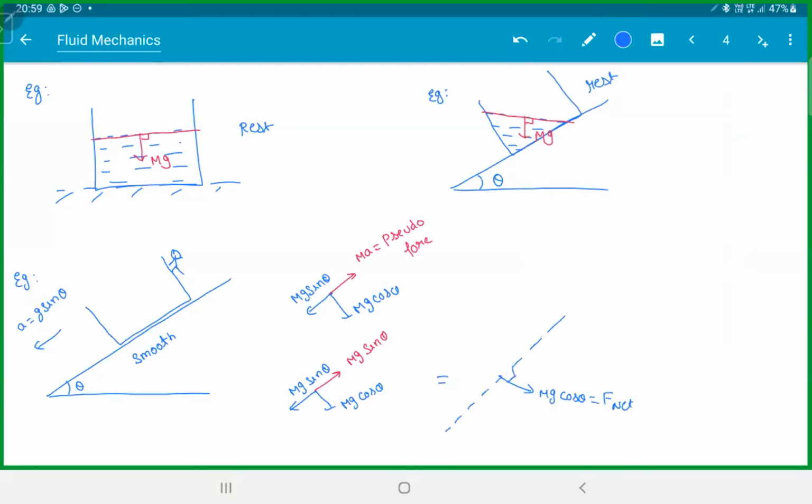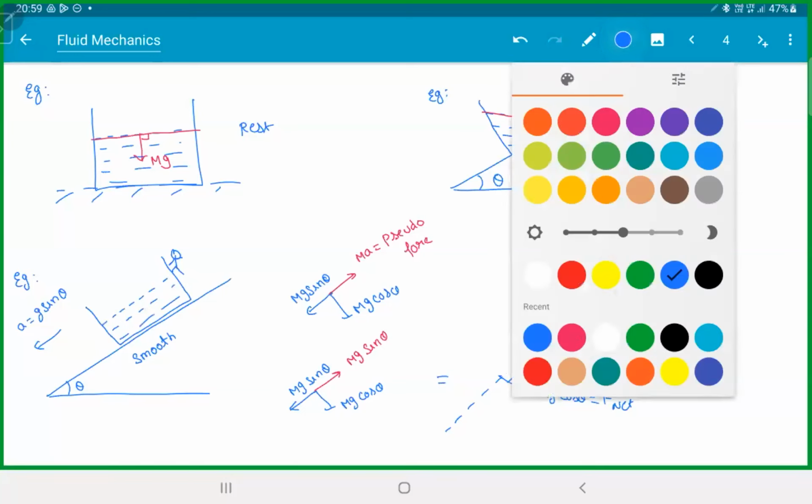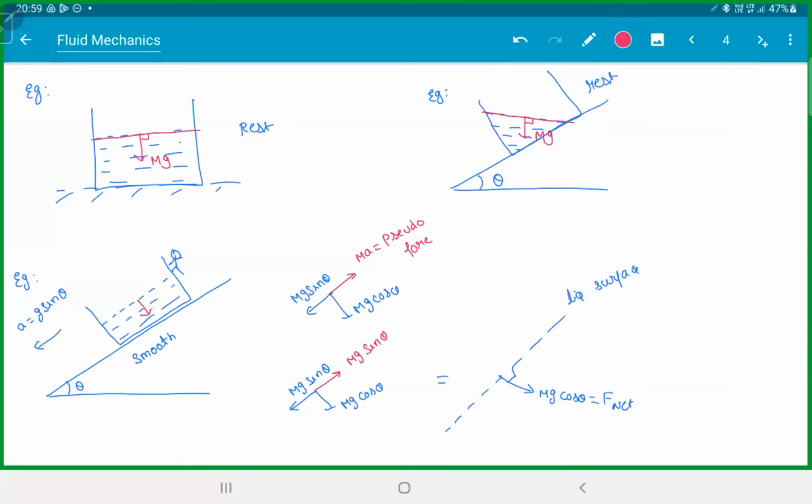And how should the liquid surface be? Perpendicular to the net force. This is the liquid surface. So if you put liquid into this container, how will the liquid be? Like this, na? Parallel to the incline. Why? The net force will be mg cos theta, perpendicular like this. Are you getting the logic? Liquid surface perpendicular to F net.